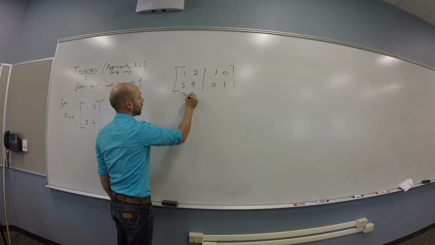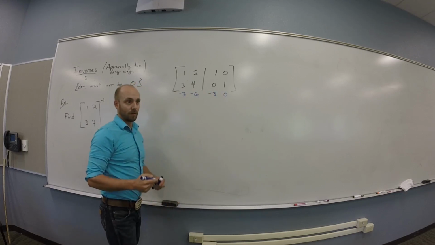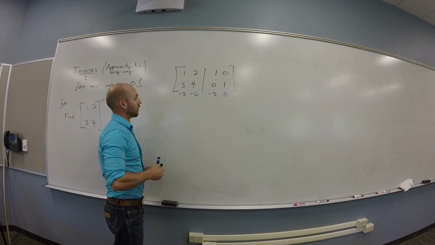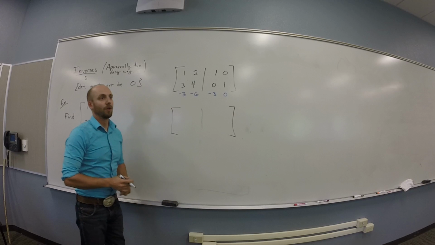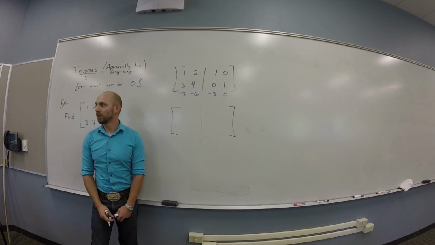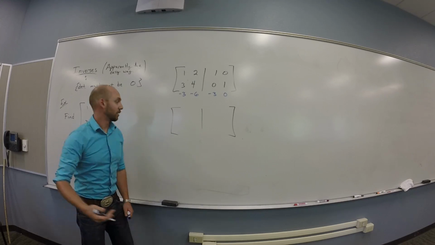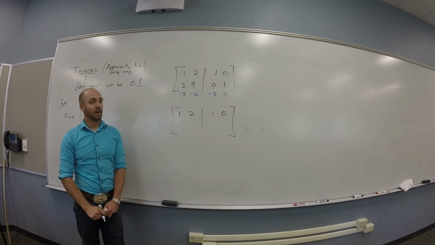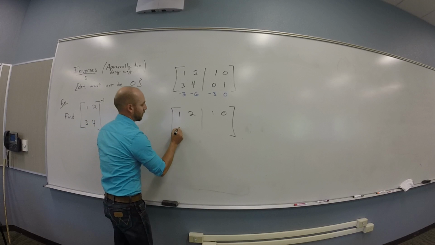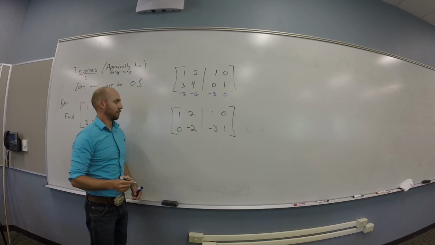I'm just going to write it down here. So -3, -6, -3, 0. Then I'm going to rewrite my system, except now it's not a system, right? It's kind of a double system. What do I have in the top row? The same. Exact same thing, don't fiddle it around. 1, 2, 1, 0. In the bottom row, what am I going to have? 0, -2, -3, 1. Okay, cool.